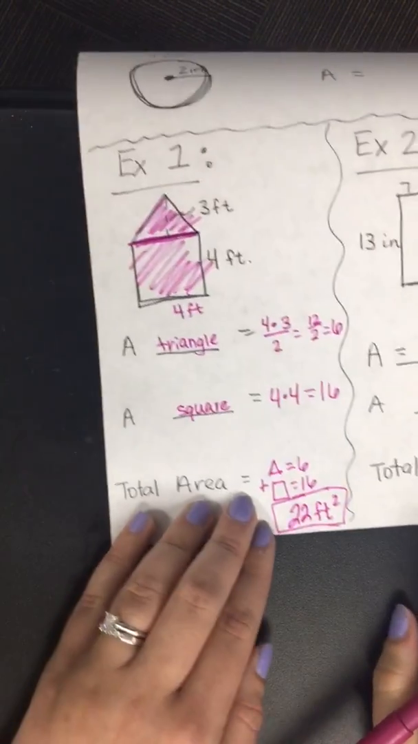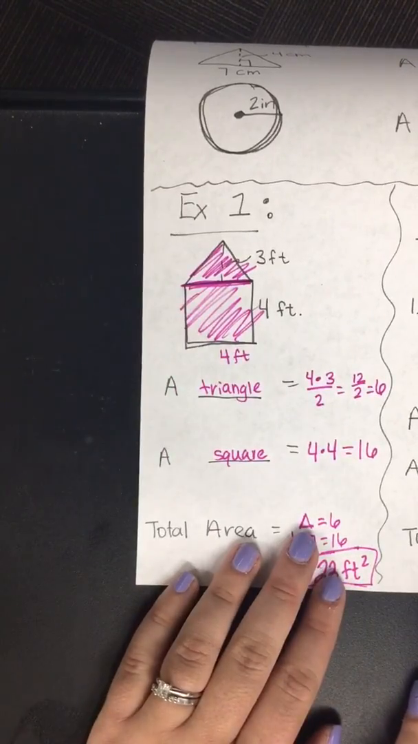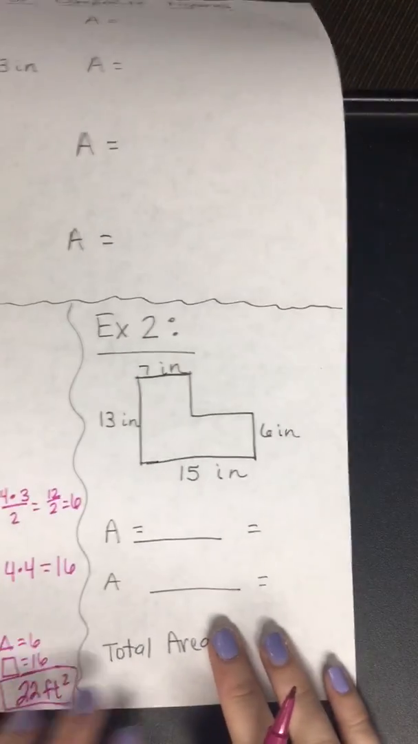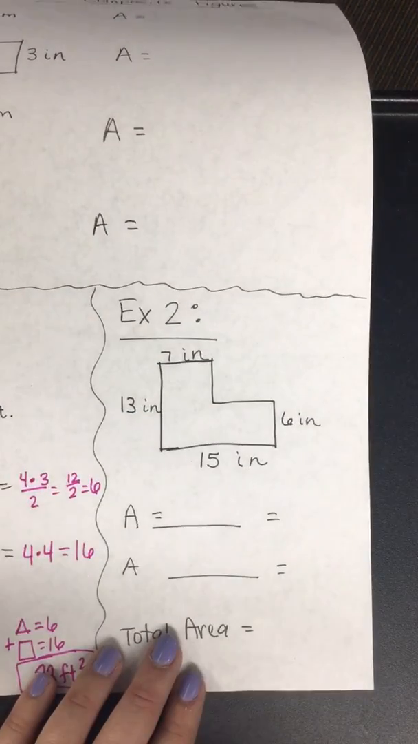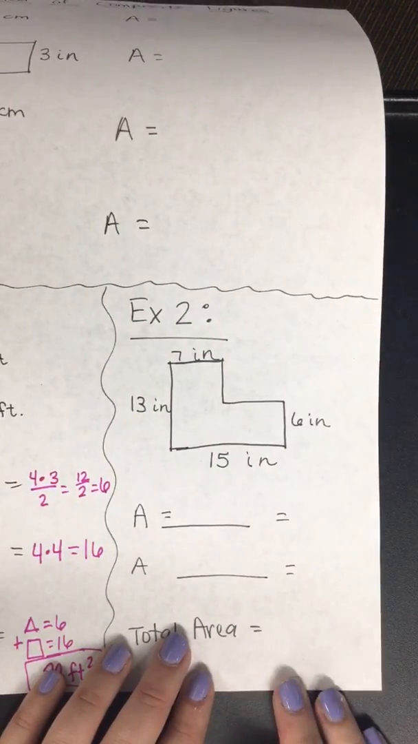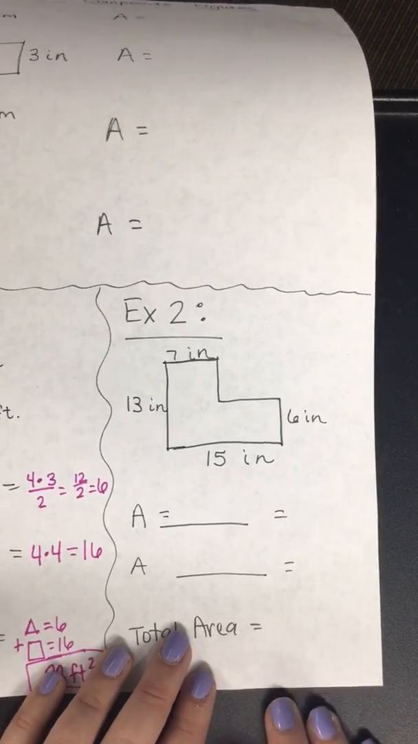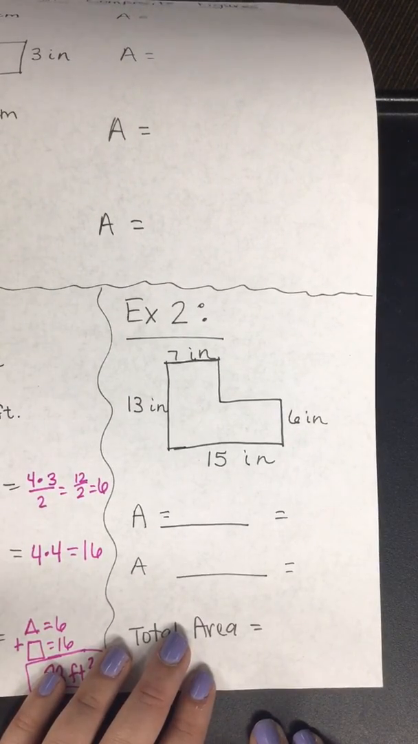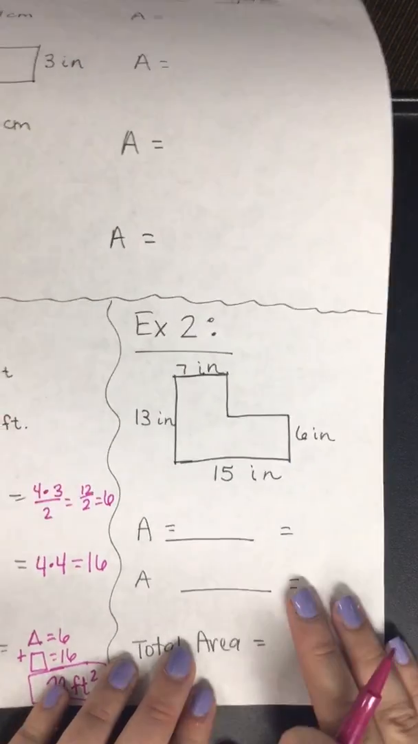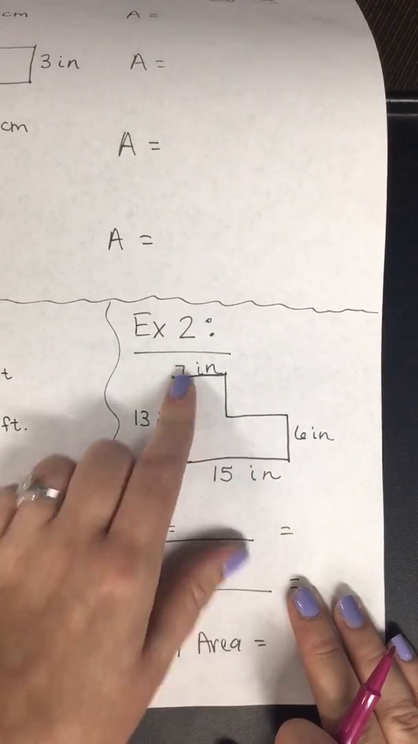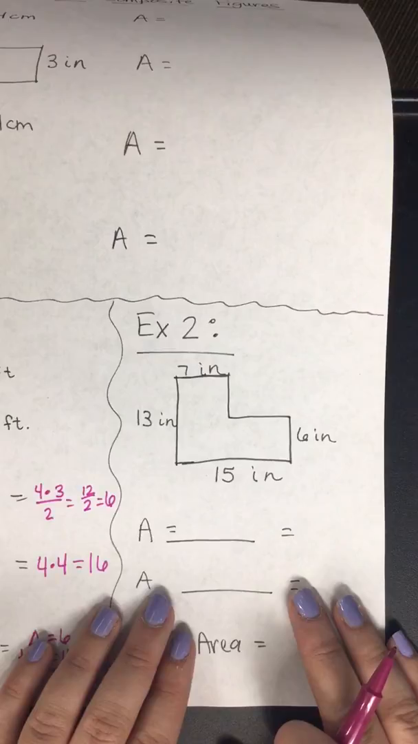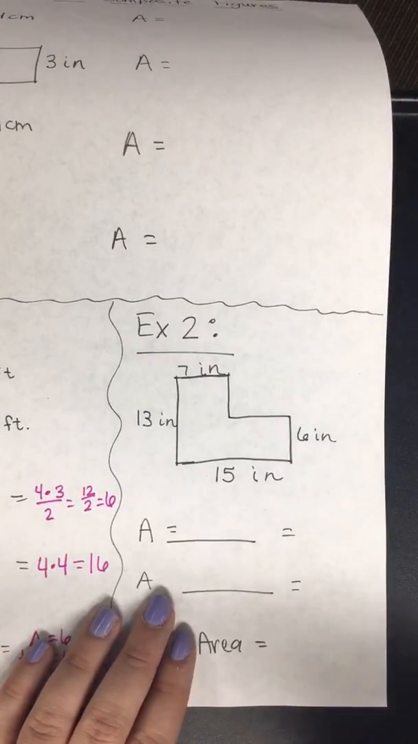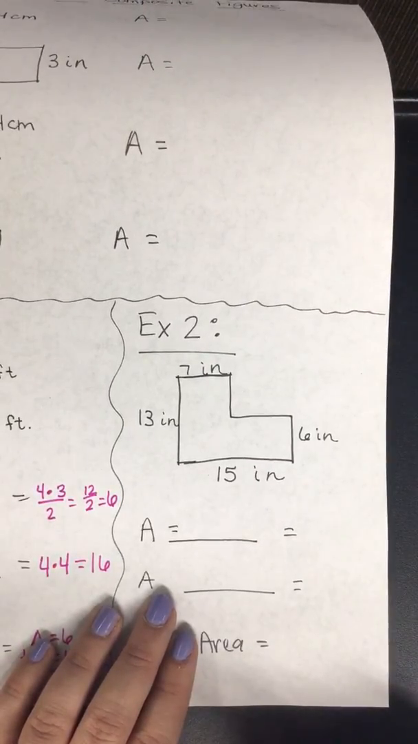Okay, now example number 1, we had lines to show us where the shapes were split up. Okay, example number 2, we don't have that. All right, so we're going to have to take this shape and divide it into 2 shapes. There are a couple different ways we could do this. Okay, first of all, what 2 shapes do we have?